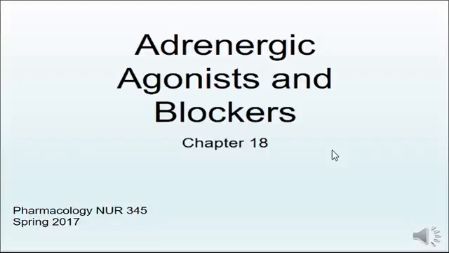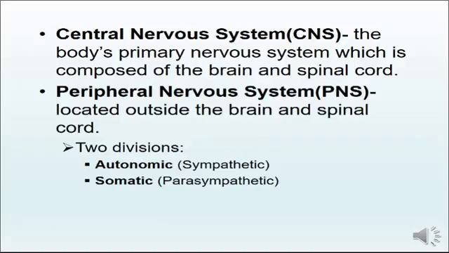Chapter 18 and 19 are the drugs that affect your autonomic nervous system. The first part, the adrenergics, in chapter 18, are the ones that affect your sympathetic nervous system. So your nervous system, you have the central and peripheral. Your peripheral is broken into your autonomic, somatic, or your sympathetic and parasympathetic.